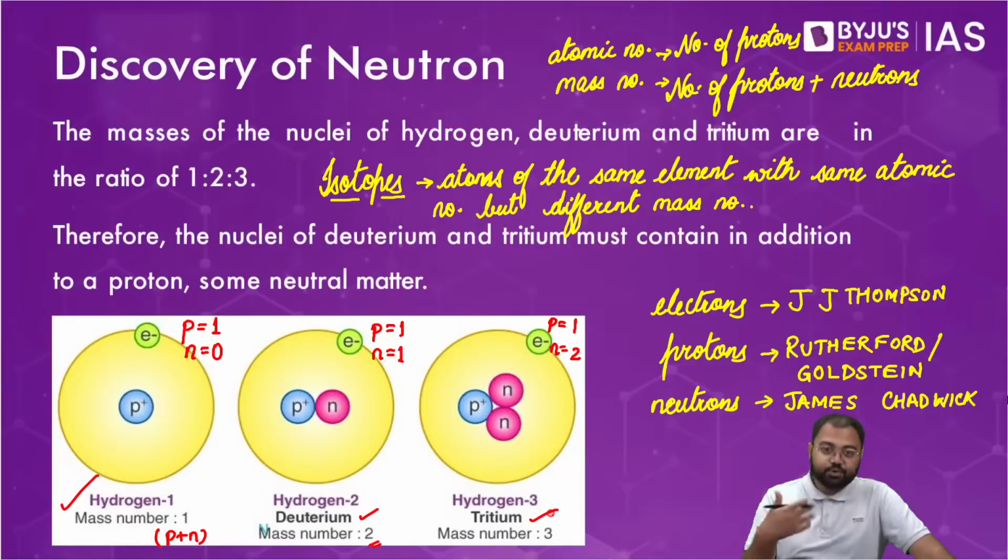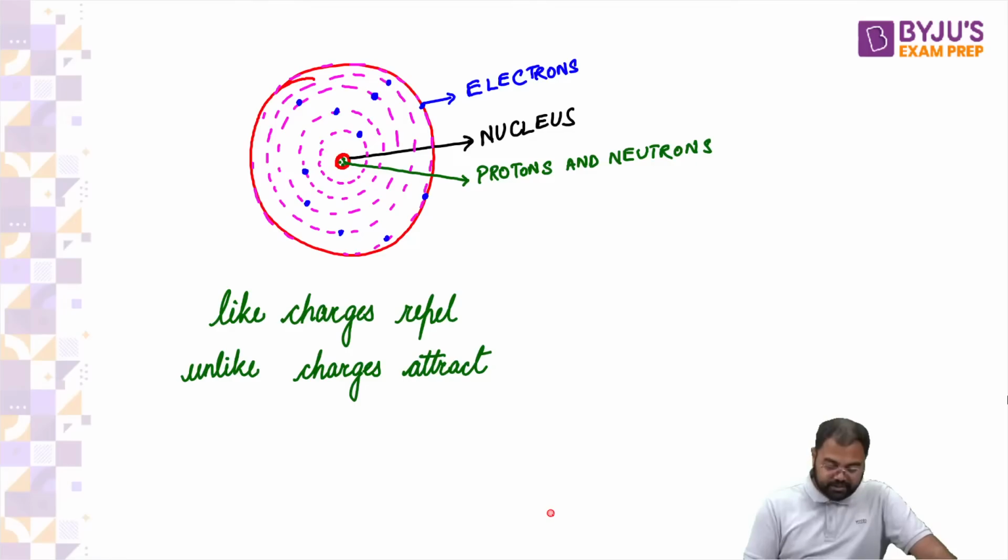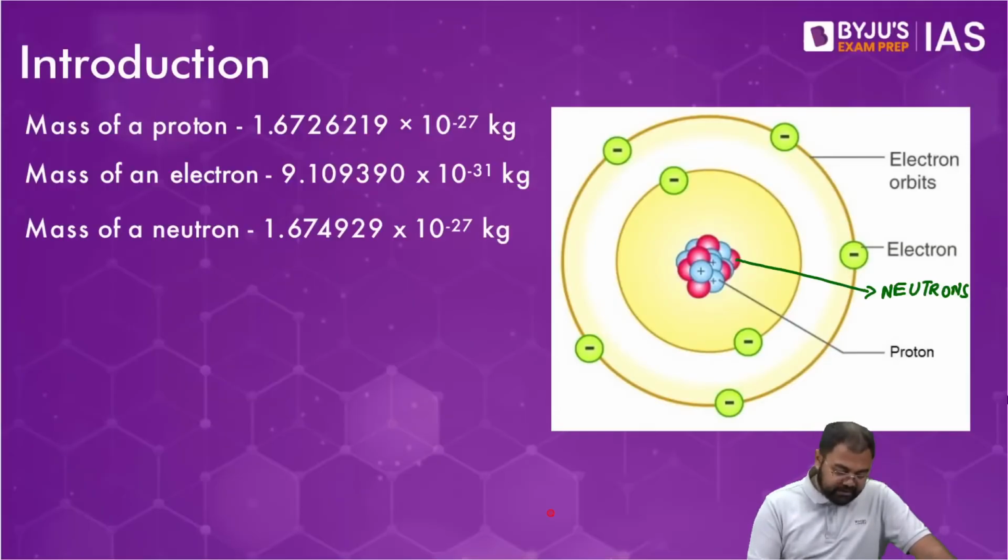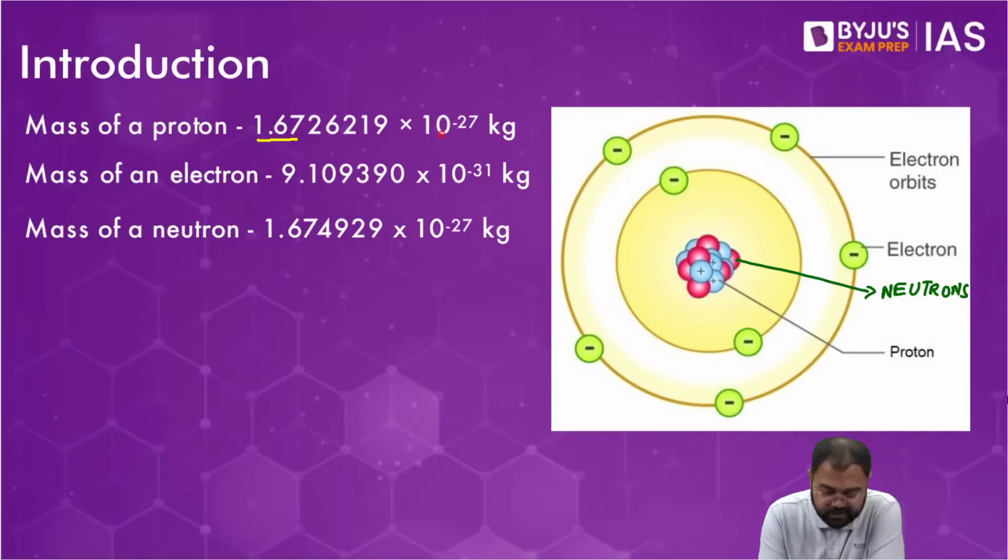So these isotopes, in a manner, you can say, led to the discovery of neutrons. Because if you see, mass of a proton is 1.67 into 10 to the power of minus 27 kg, mass of an electron is 9.1 into 10 to the power of minus 31 kg, mass of a neutron is 1.67 into 10 to the power of minus 27 kg.